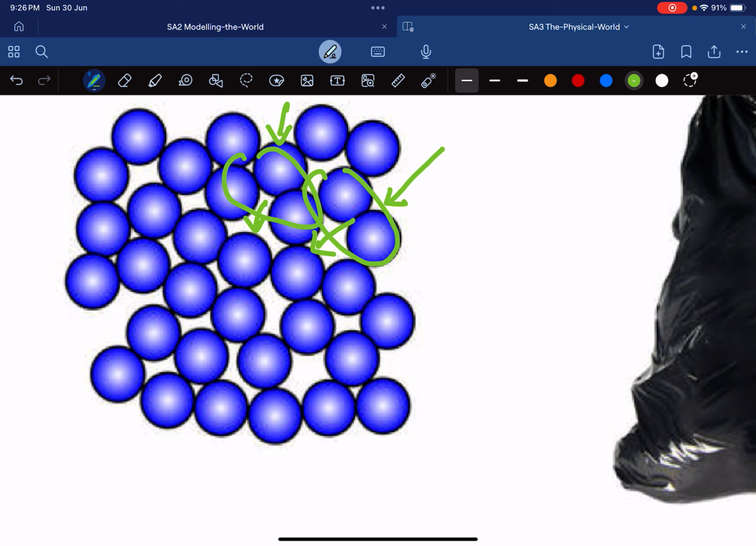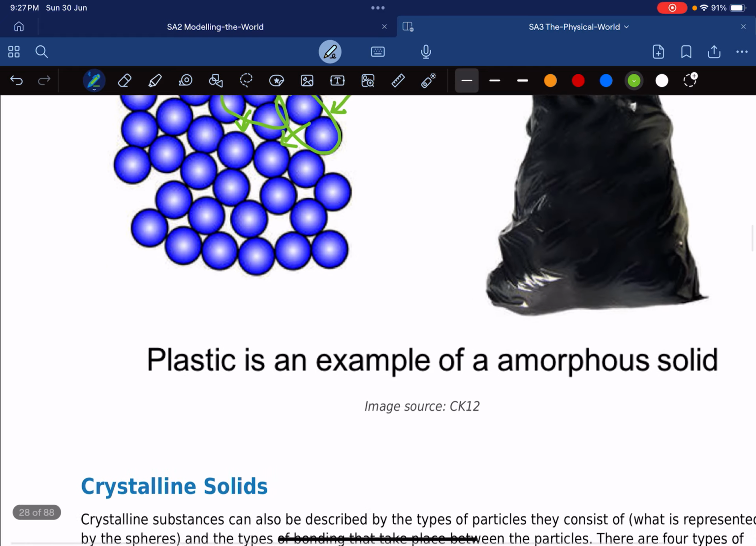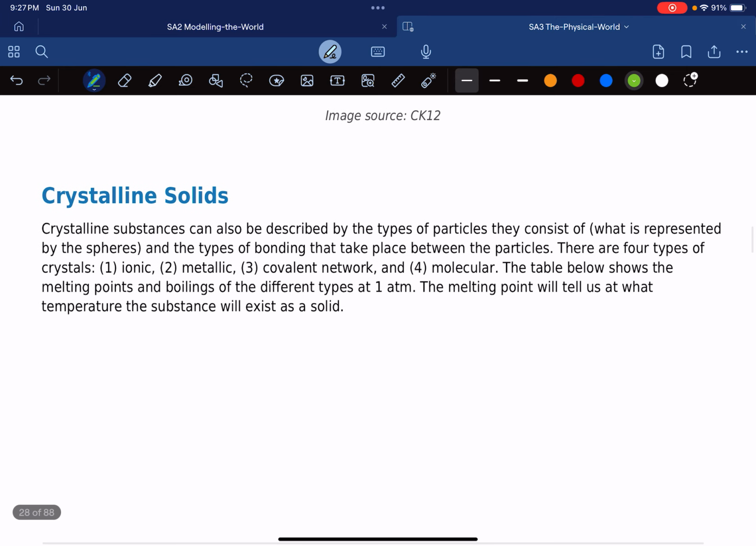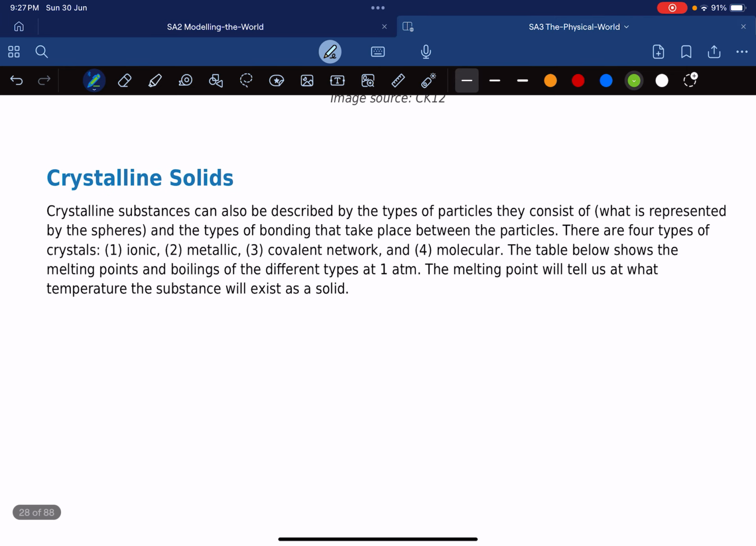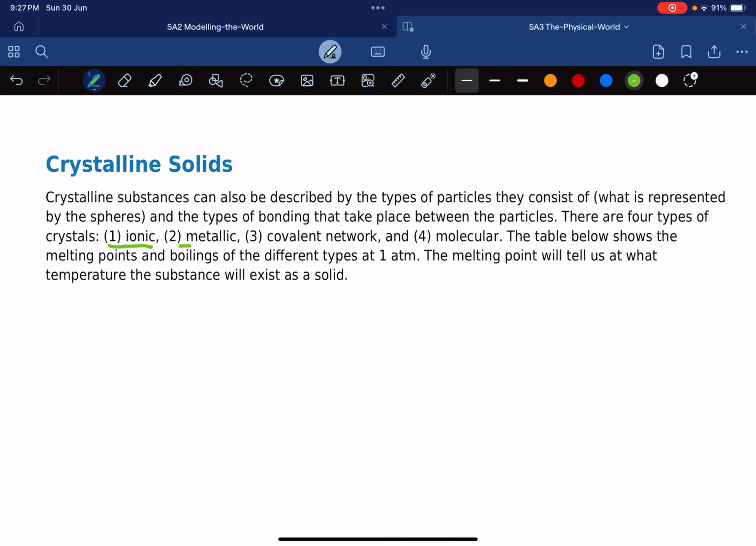They are solids. You look at them, they are solids, but in actual fact, they are soft solids. So plastic bags are an example. So this is just an example of the types of solids. So we have crystalline and we have amorphous. Now, crystalline solids can be classified as ionic, metallic, covalent network, and covalent molecular.